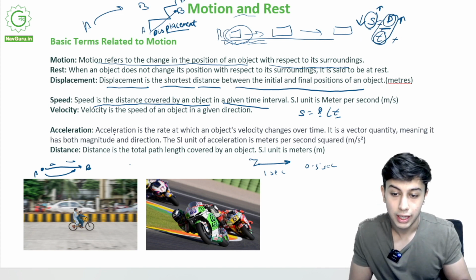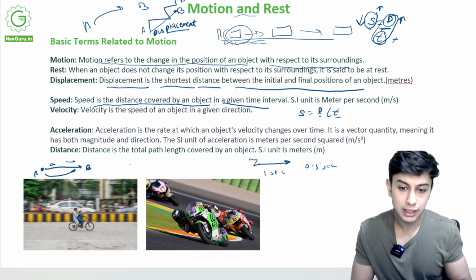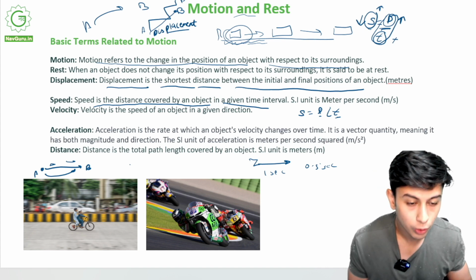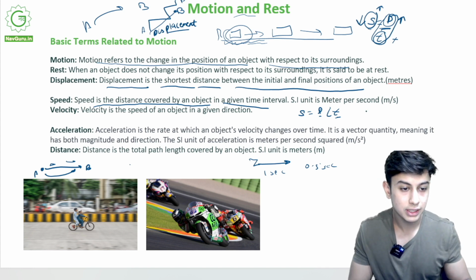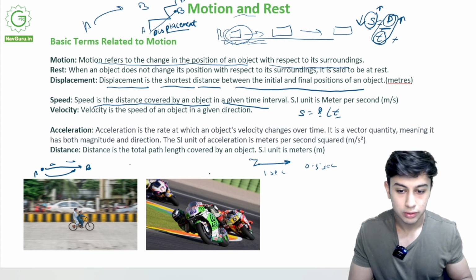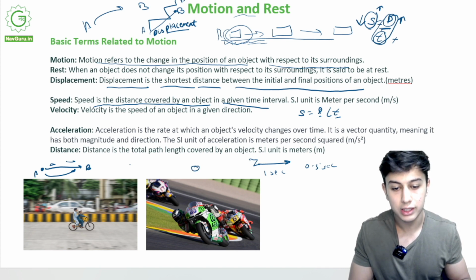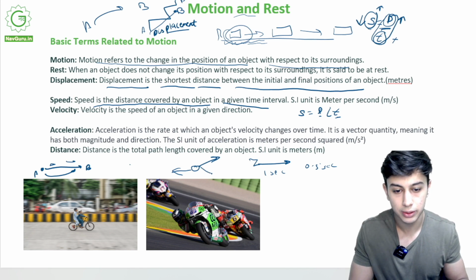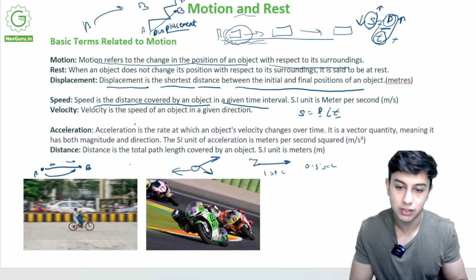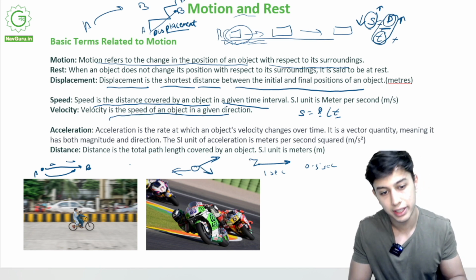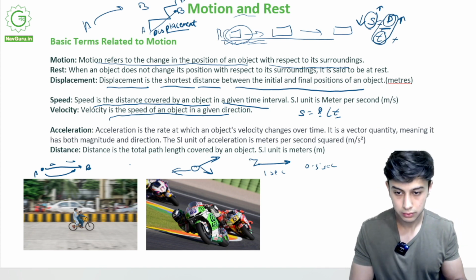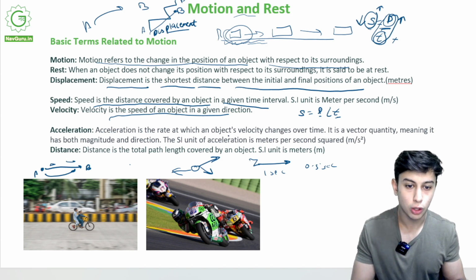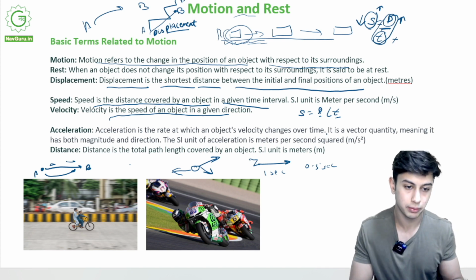Acceleration. Acceleration is the rate at which an object's velocity changes over time. What do I mean by velocity? Velocity is something like changing directions. Velocity is speed with direction. Going in this direction, going in this direction, going in this direction with some speed. That is velocity. Velocity is the speed of an object in a given direction. Acceleration is the rate at which an object's velocity changes over time.